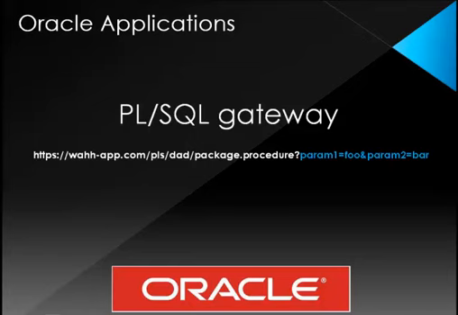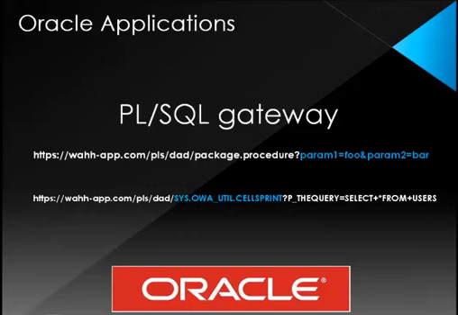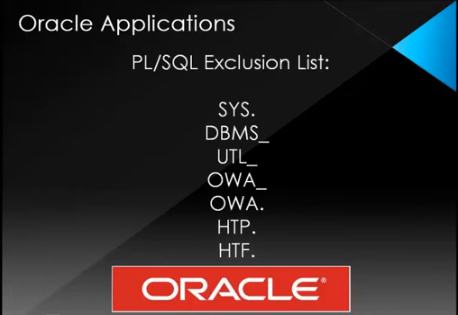However, because an attacker can specify an arbitrary procedure, he can exploit the PL/SQL gateway to access powerful functions within the database. An example given is a sys.owa_util.salesprint procedure that can be used to execute arbitrary database queries and therefore retrieve sensitive data. In order to prevent these attacks, Oracle introduced a filter called the PL/SQL exclusion list.